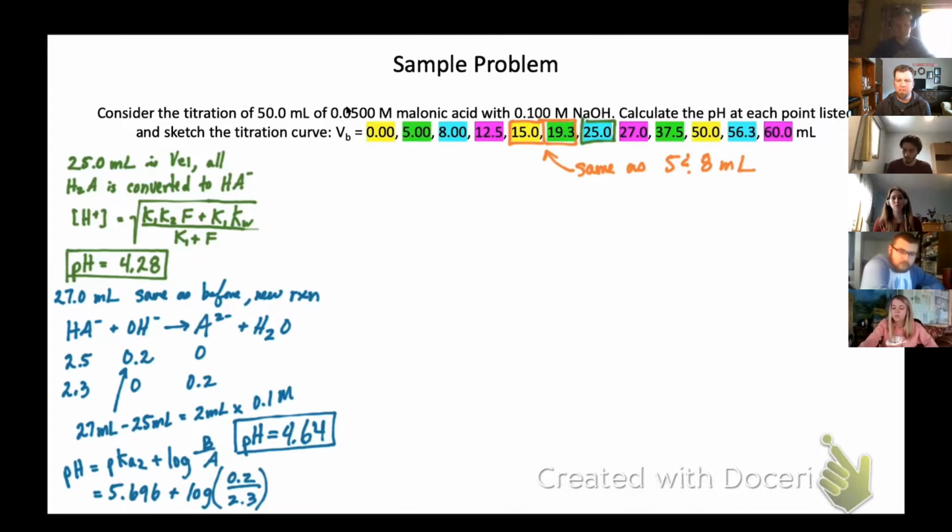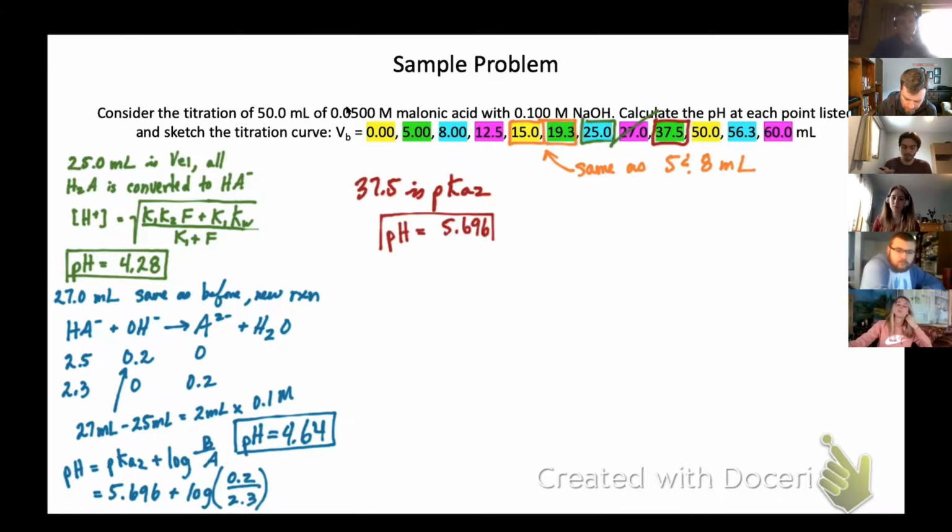All right, how about 37.5, group 2? So for 37.5, it's just equal to the pKa2, which is like 5.696 or 5.7 for pH. Perfect. Easy math. That one's one you can do in your head, right?